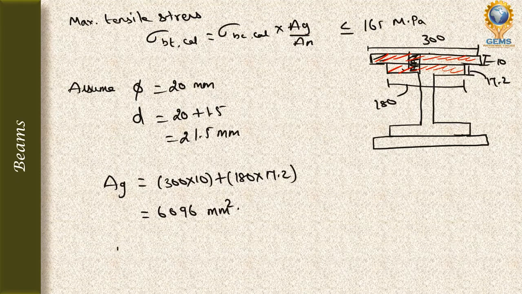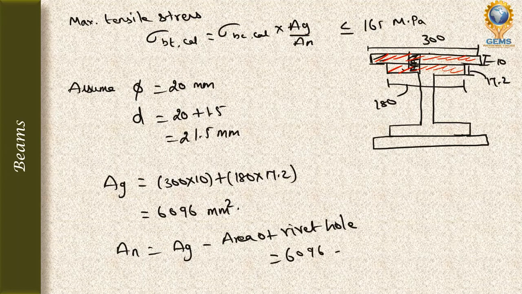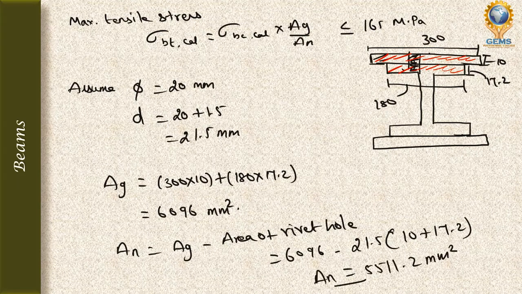So what will be the net sectional area? AG minus area of rivet hole. That is equal to 6096 minus 21.5 into 10 plus 17.2, that is equal to 5511.2 mm square. This is AN.